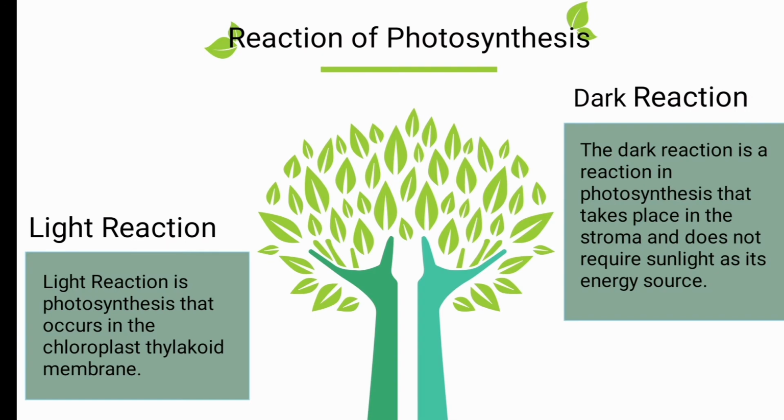Photosynthesis reactions are generally divided into two, namely, first, light reaction. Light reaction is photosynthesis that occurs in the chloroplast grana membrane. The first to claim the role of light in photosynthesis was Van Niel, an American biologist. He researched photosynthesis in purple sulfur bacteria and came to this conclusion.